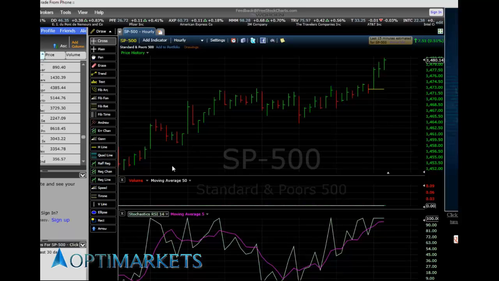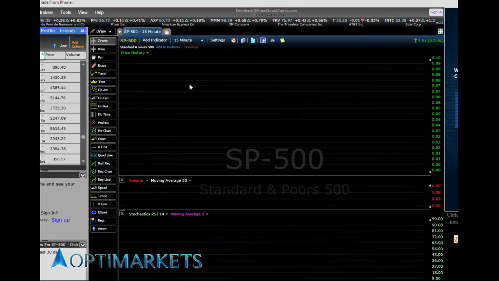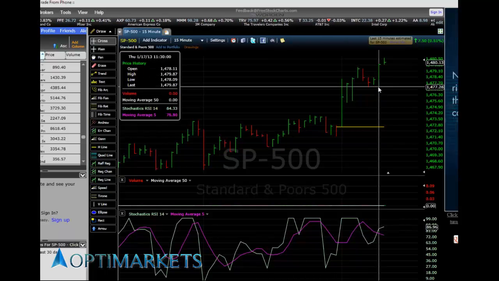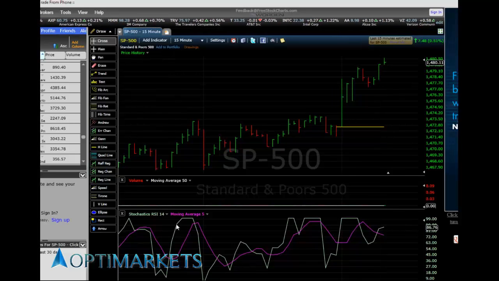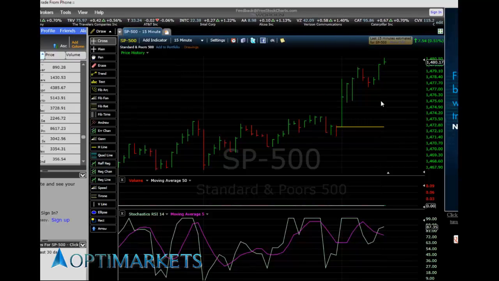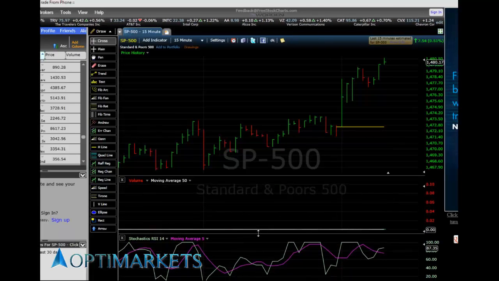So in this situation, I'm going to go back to the 15-minute, and I'm going to see that price printed higher, but yet the stochastics has really not gotten higher. In fact, the moving average is below the current price. The moving average of 5 periods is below the actual stochastics RSI. So in that regard, one might interpret that uptick as not very impressive.